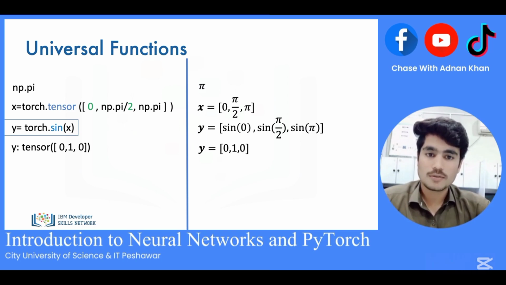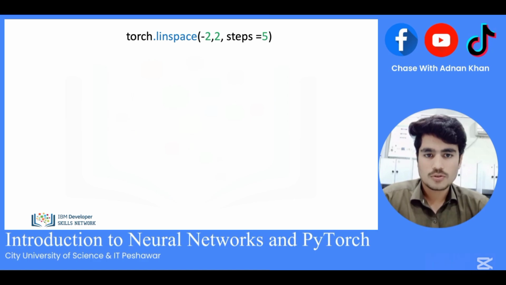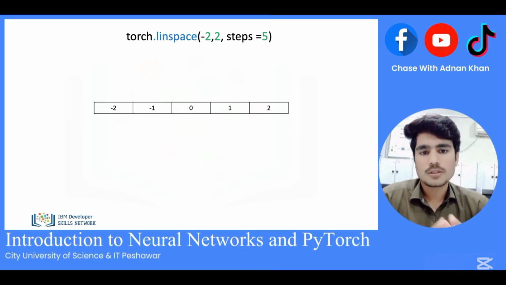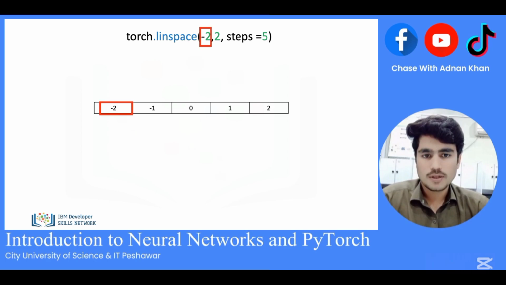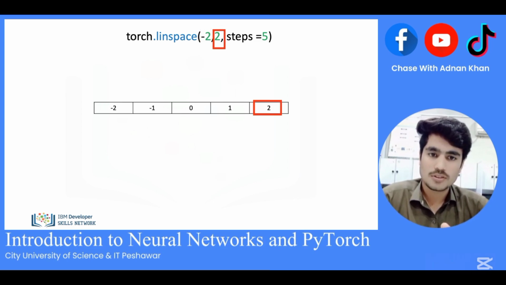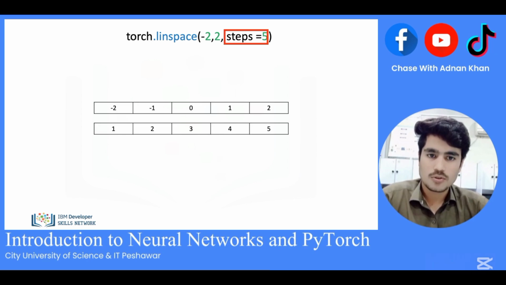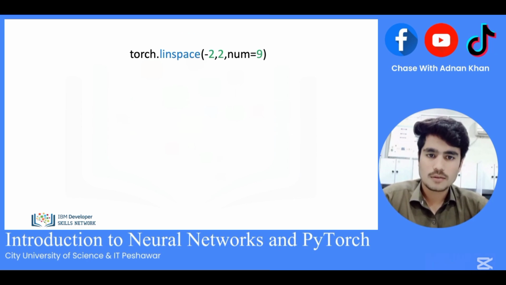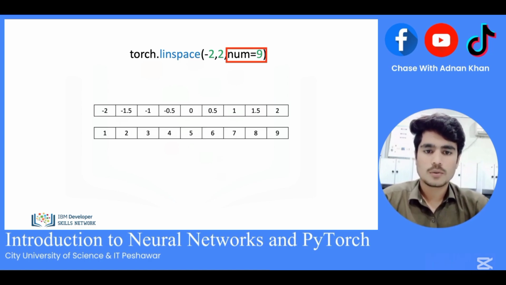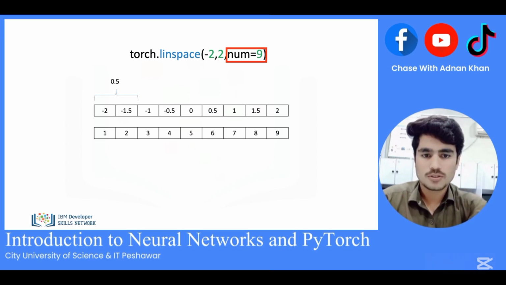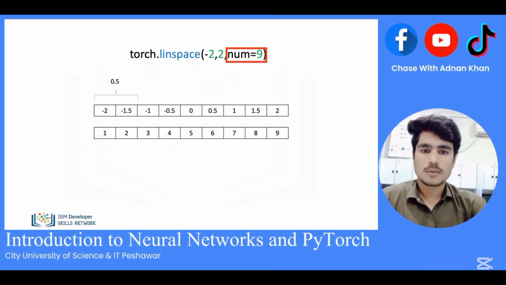A useful function for plotting mathematical functions is linspace. Linspace returns evenly spaced numbers over a specified interval. We specify the starting point of the sequence and the ending point of the sequence. The parameter steps indicates the number of samples to generate, in this case 5. The space between samples is 1. If we change the parameter num to 9, we get 9 evenly spaced numbers over the interval from -2 to 2. The result is the difference between subsequent samples is 0.5, as compared to the example before.